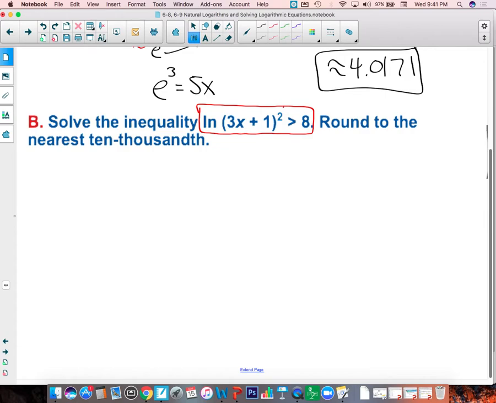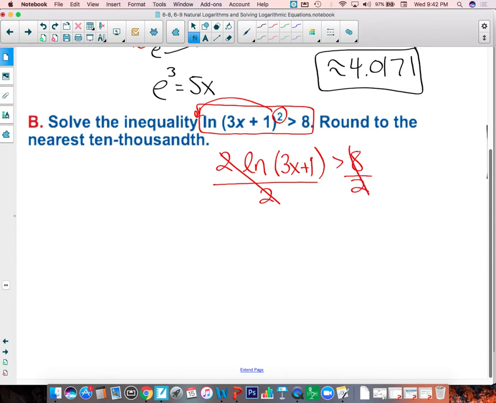I don't want to FOIL. I would much rather bring that 2 out front, which I can do, because that is way easier than foiling that stuff. Now, not always will I be able to do that. I can here. That's the first thing you want to try. If you try that and it doesn't work, then you're going to have to foil it. So then I want to get that natural log by itself. Boom, 2's cancel. This turns into a 4. Then I got stuff just like I had on the last example.